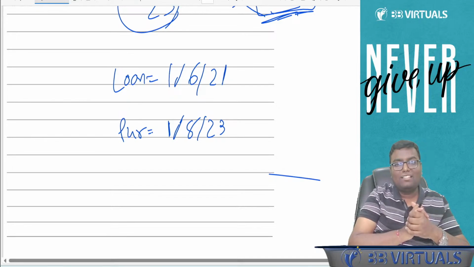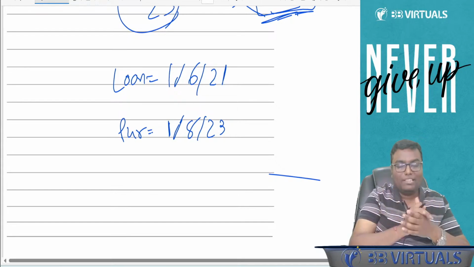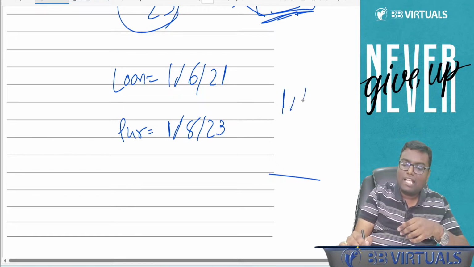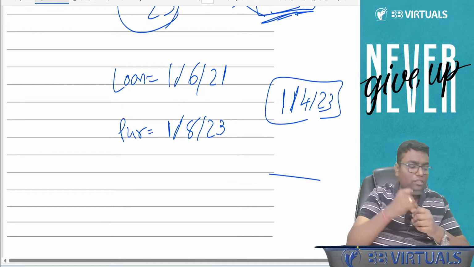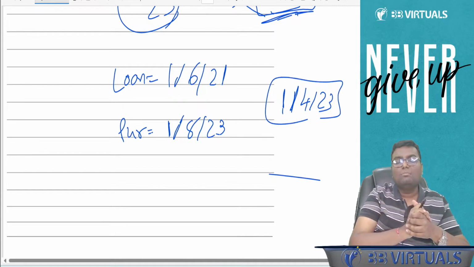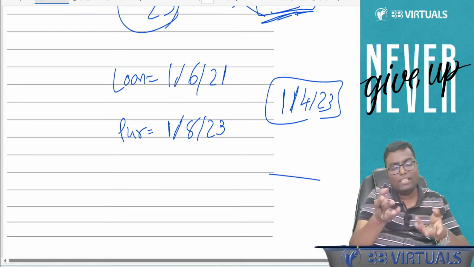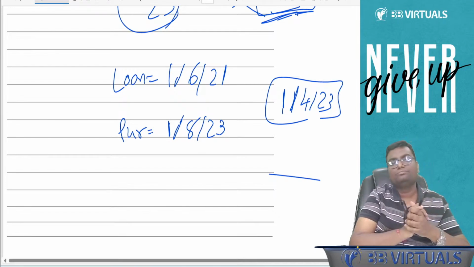I have said the deduction of interest is allowed from beginning of the year in which purchase or construction is completed, from beginning of the year. And what is the beginning of the year over here? 1st April 2023. So I will get deduction from 1st April 2023. Means whatever is the interest of 23-24, I will get deduction in the year 23-24. Whatever is the interest of 24-25, I will get deduction in the year 24-25, and so on.